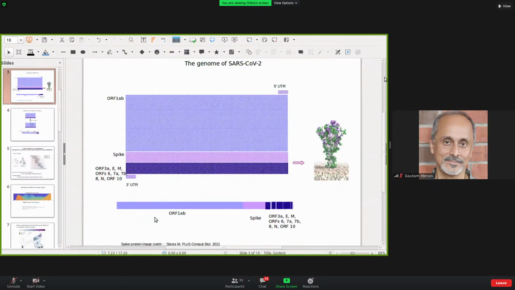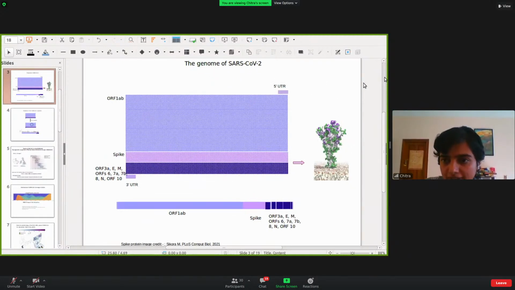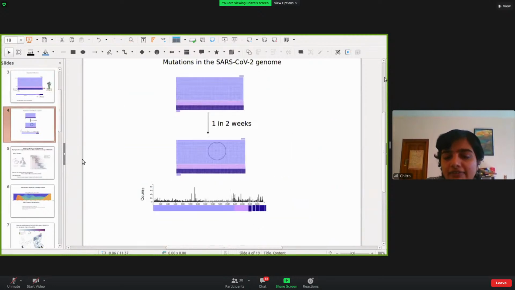Okay. So basically, the genome is about 30,000 base pairs long, and we can represent it linearly like this. And this is where the spike is situated. Because it's an RNA virus, it mutates at roughly 1 mutation every 2 weeks. And this can be anywhere in the genome, right? So all genomes, starting from the SARS-CoV-2 that was circulating in Wuhan, are variants of SARS-CoV-2.